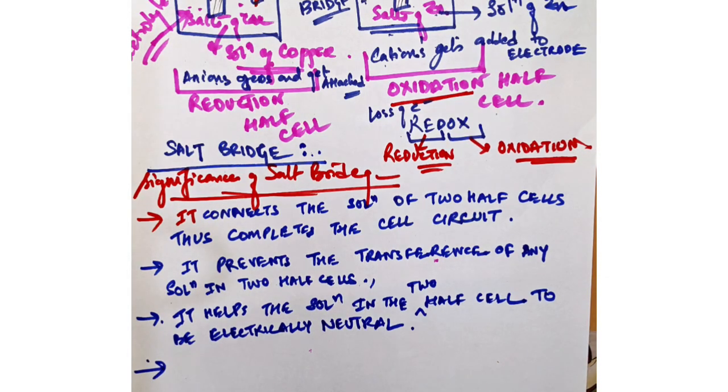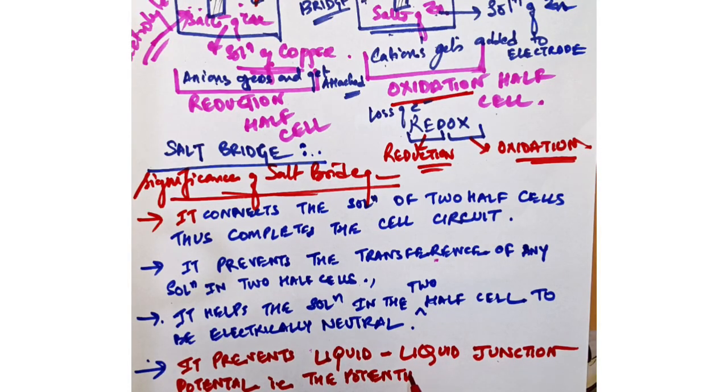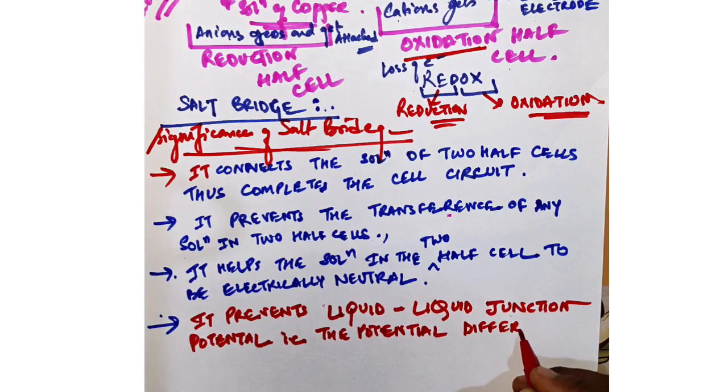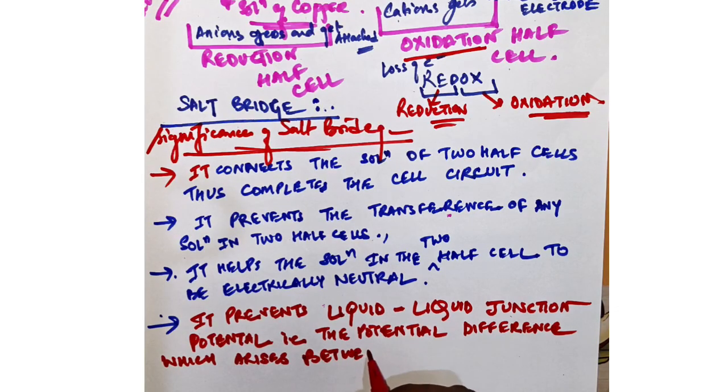Okay, and number D, what is that? It prevents liquid junction potential, that is the potential difference which arises between two solutions. So it prevents what?